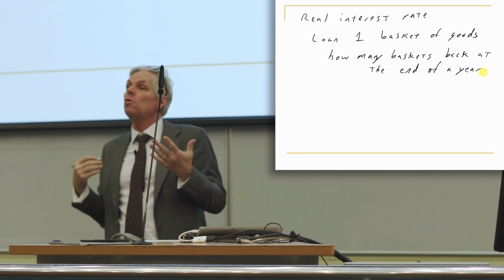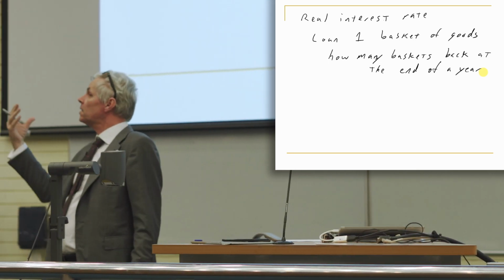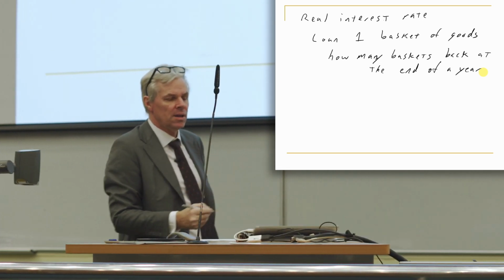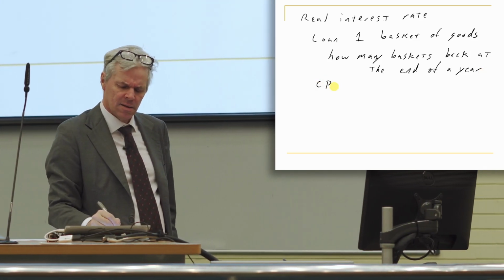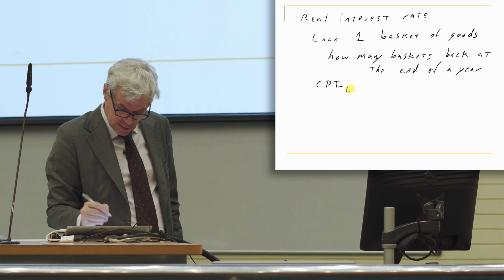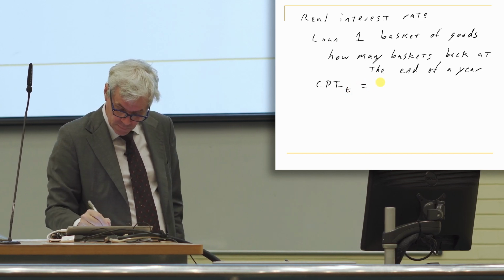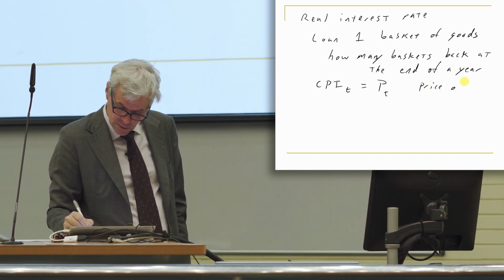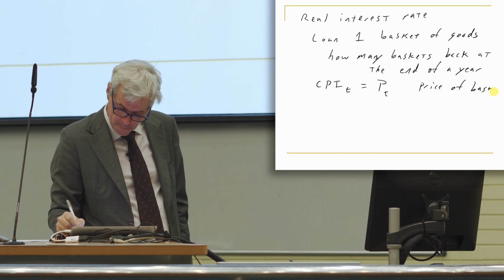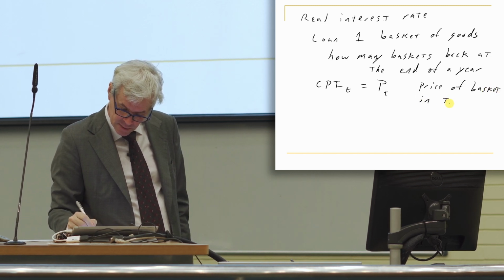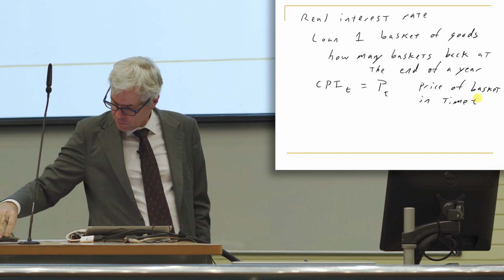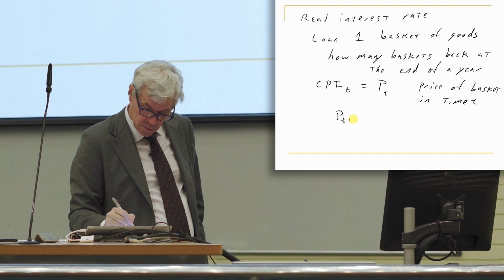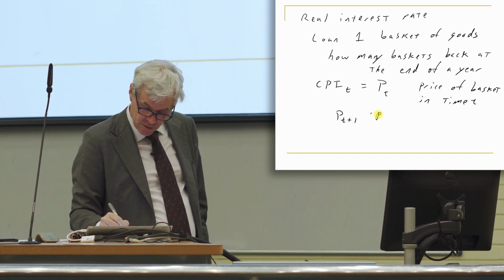All right, so how many baskets of goods do I get back at the end? Right. And so we know that the consumer price index is a measure of the cost of a basket of goods, right? So that's called the CPI. P_t, the price of a basket at time t. Right. And then we'll have P_t+1, which is the price of a basket 1 year from now.